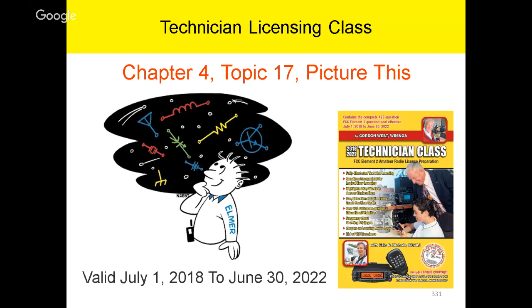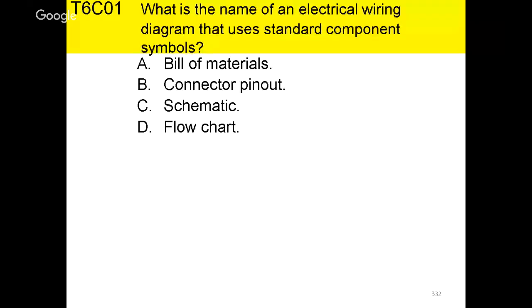All right, we're going to start here with topic 17. And of course, this is kind of a simple one here. What is the name of an electrical wiring diagram that uses standard component symbols? Well, we know that a bill of materials is basically a list of things being shipped, or a bill of materials of what might go into a shipping container or whatever.